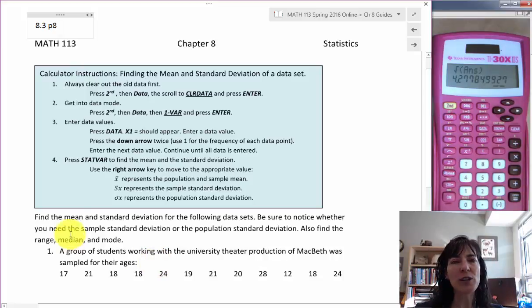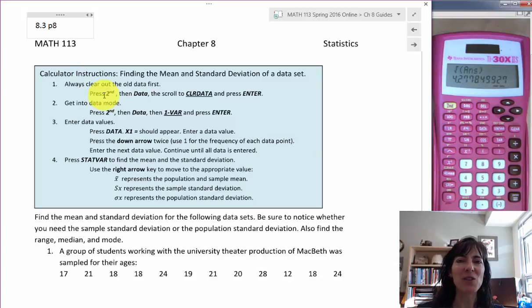The first instructions say always clear out the old data first. And yours, if you've always had it, probably doesn't have any data in there. But if you get used to doing this right at the start, you won't end up going, oh, there's already stuff there, and then you have to delete it and start over. So just get in the habit, clear out the old data.